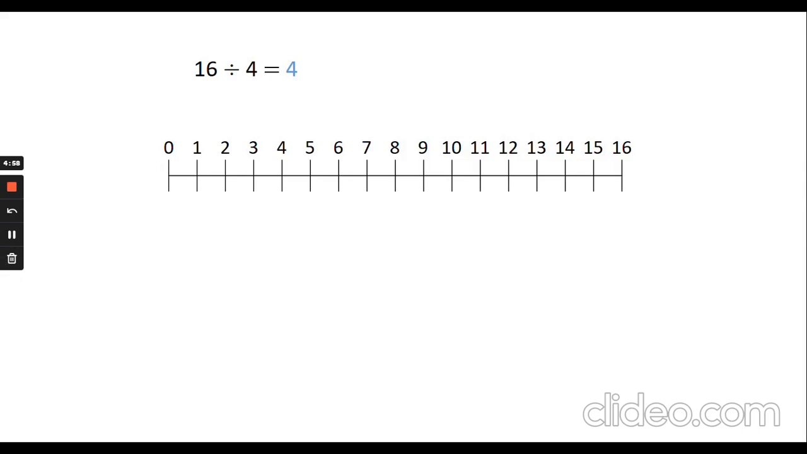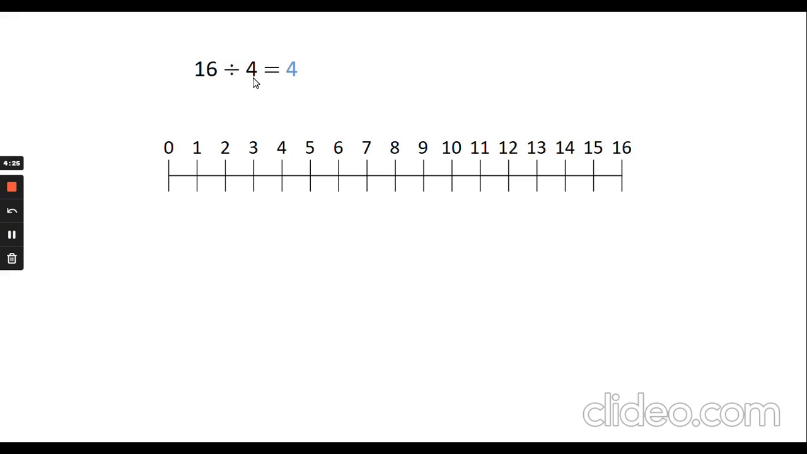Next, we are going to look at how to use number lines to show our division. So I have my division sentence here. 16 divided by 4 equals 4. So we've already got our answer. We're just going to look at how we can show this on a number line. So here is my number line starting at 0 and going all the way up to 16, because 16 is my total number, my starting number. So that's how long my number line needs to be.